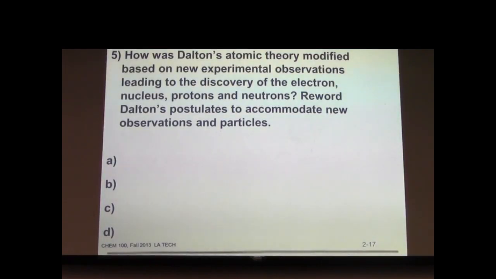Now we want to look at how we changed Dalton's atomic theory. What evidence did we get? Remember, in science, we always keep doing experiments, right? Further experiments sometimes don't explain everything. Dalton's atomic theory didn't explain everything, so we had to modify it. It became the modern atomic theory. So that's how a theory works.